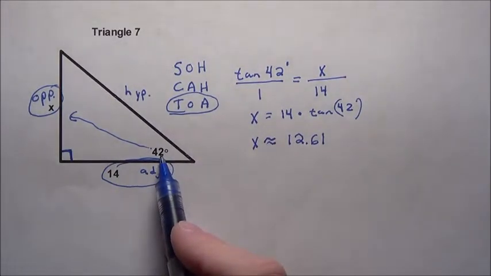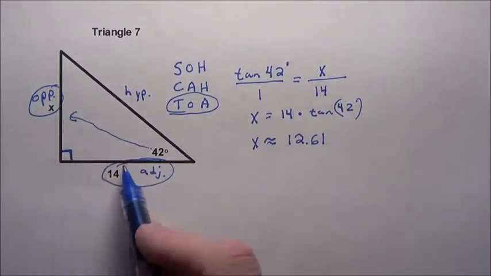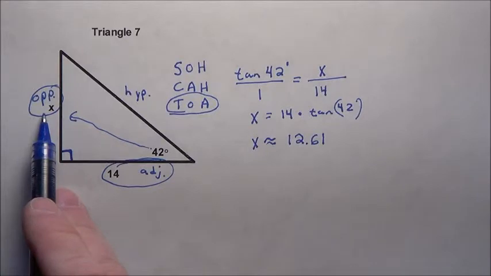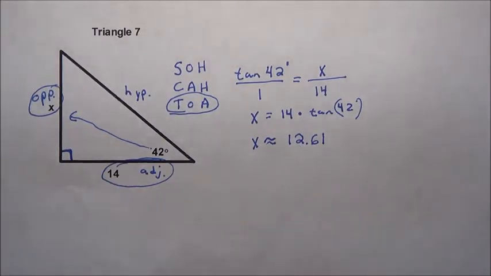Since if that had been 45 and 45, they would have had to be the same. Since it's a little bit lower, this side has got to be a little bit smaller than 14. So 12.61 seems to work out okay and seems to make sense. There's triangle number 7.